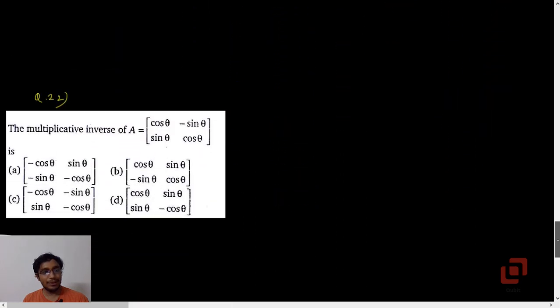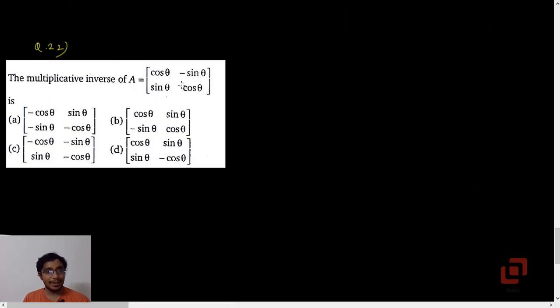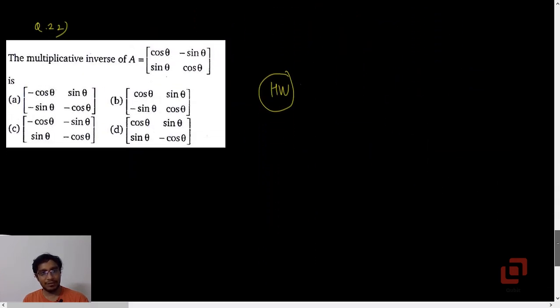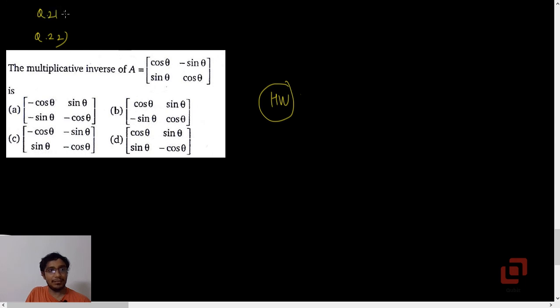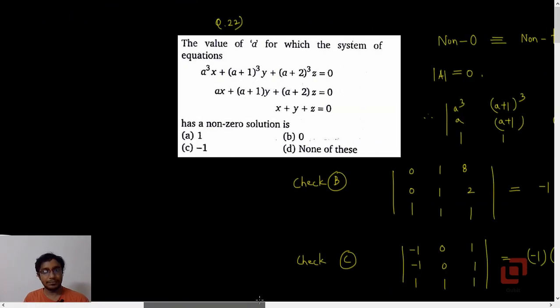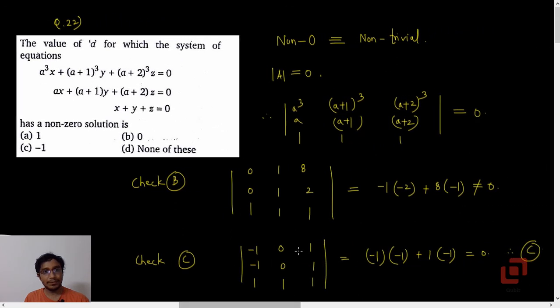Well, I guess I missed 21. Yeah, 22. Multiplicative inverse. Well, you can now do it. Use the formula for A inverse of a 2 by 2 matrix. And I think 21 is also of similar type. That's why I have not taken it. So let's go to 23. Oh no, sorry. That was 22. That was 21. This is 22.